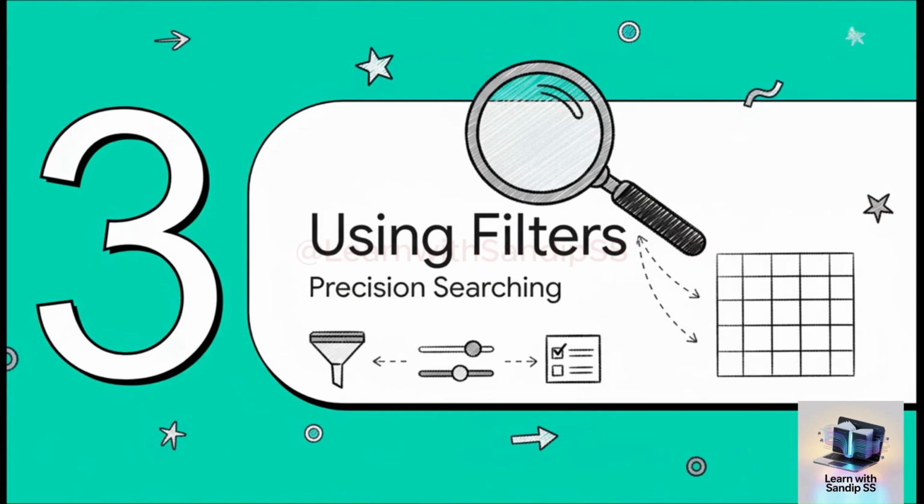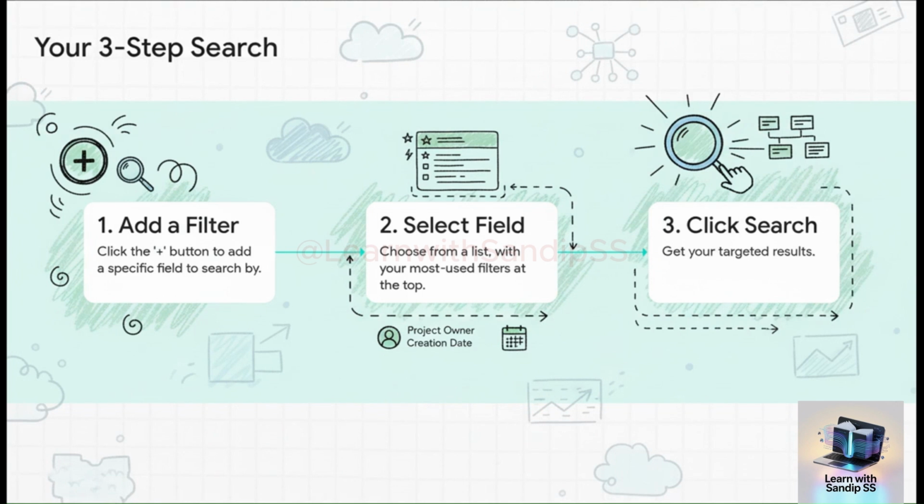And now we get to the really good stuff. Look, typing a keyword is a start, but the real power, that's in the filters. This is how you narrow down your results with incredible precision. So let's see how it works. It's honestly as simple as 1, 2, 3. First, you click the little plus button to add a filter. Second, you select the specific field you want to search by, say project owner or creation date. The system is even smart enough to put your most used filters right at the top for you. And third, you just click search and watch the magic happen.